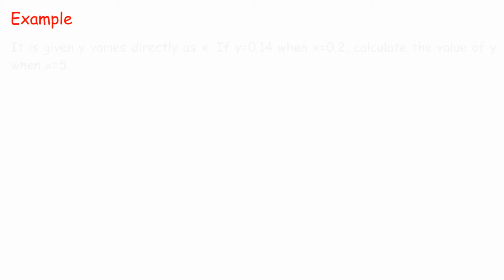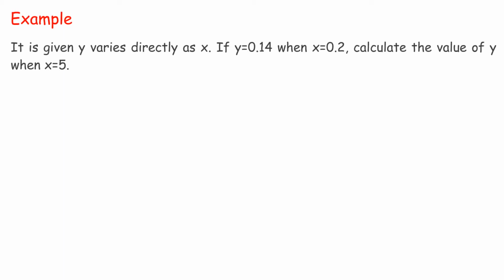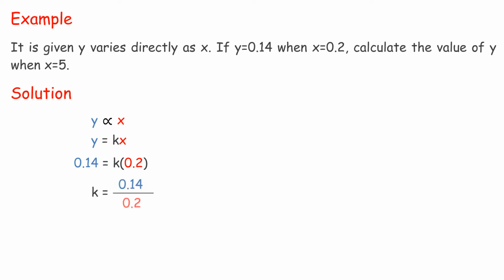Example: it is given y varies directly as x. If y equals 0.14 when x equals 0.2, calculate the value of y when x equals 5. Solution: y varies directly as x. y equals kx. To find out the constant k, substitute the values into y and x. 0.14 equals k times 0.2. k equals 0.14 divided by 0.2 equals 0.7.